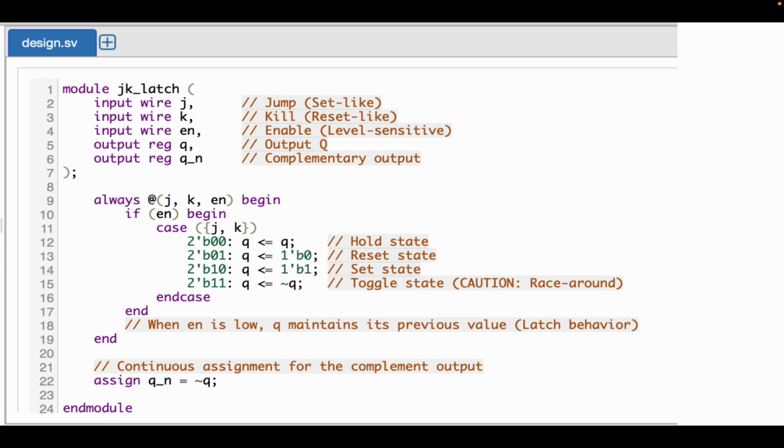Here, same. You should declare all the inputs and the outputs. Then always at J, K, enable. If enable is high, the case is checking the values of J and K. So if J is 0 and K is 0, whatever was in your previous state will be the same. It will hold the state. If it is 0, 1, it will reset, that is, it will again come back to 0. If it is 1, 0, it will set the state. If it is 1, 1, it will toggle. Here again race around condition will happen. Let us see how we can solve that.